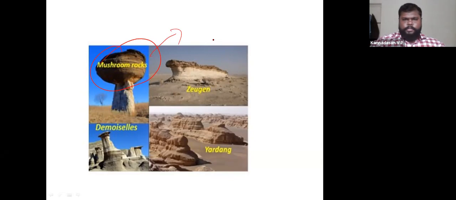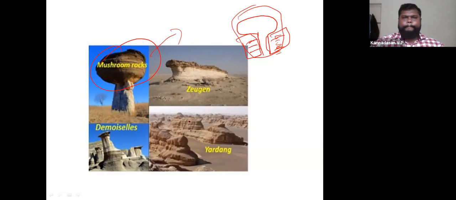So my question is, if erosion is happening, why is erosion happening only in one part of the region? Why not the entire stone features? Why only in the lower part of the mountain, the lower part of the stone? Why? Any idea?